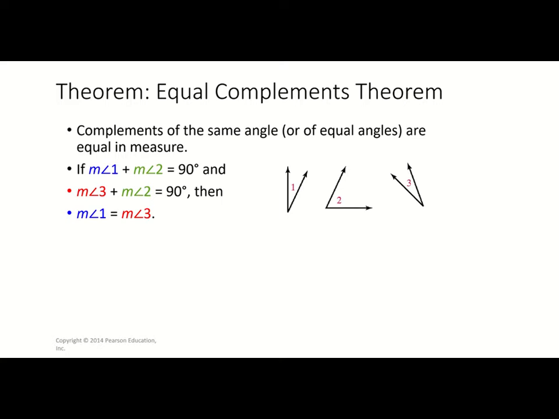So anyways, our equal complements theorem says that complements, remember complements are angles that add up to 90 degrees, of the same angle or of equal angles are equal in measure. So what they're saying here is, I know we have angle 1 and angle 2 equal 90 degrees, and angle 3 plus angle 2 equal 90 degrees. So 1 and 3 are both complementary to angle 2. So that means that 1 and 3 have to be equal to each other.